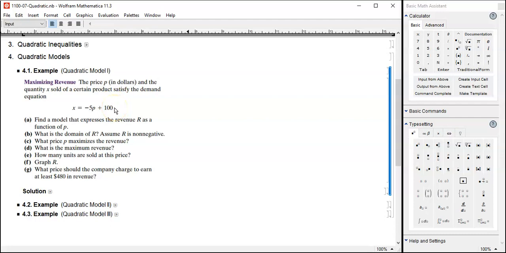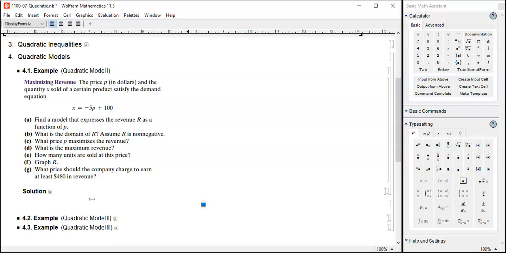The algebraic relation is given explicitly here. Price P and the quantity X sold is given like this in terms of the relations between one and the other. And what is the revenue? Revenue is price of each item times number of items sold.